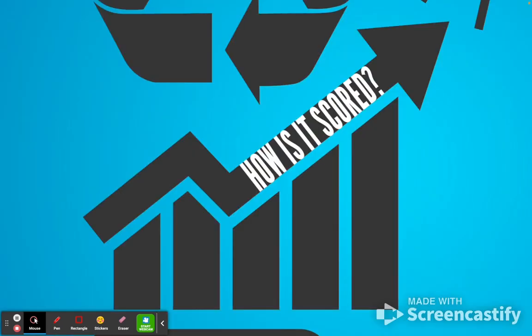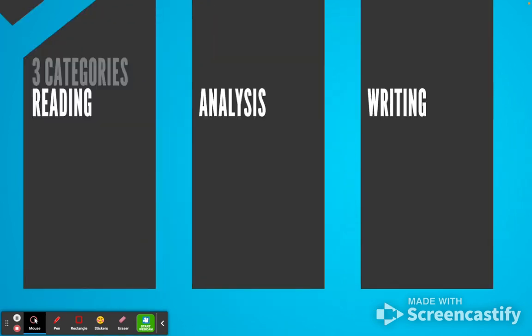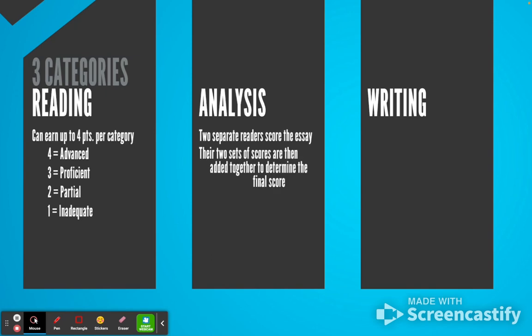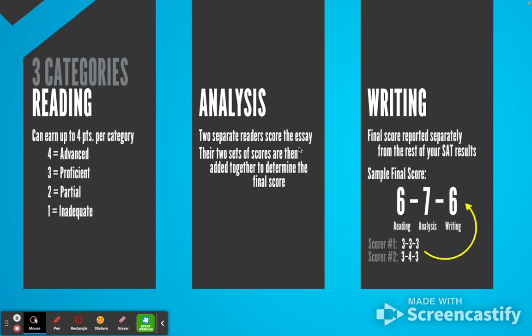All right. How is this essay scored? There are 3 categories: reading, analysis, and writing. So you can earn up to 4 points in the reading category. They're read by 2 different readers, and their scores are added together. This is also how the STAR test is done, so y'all should be used to this.